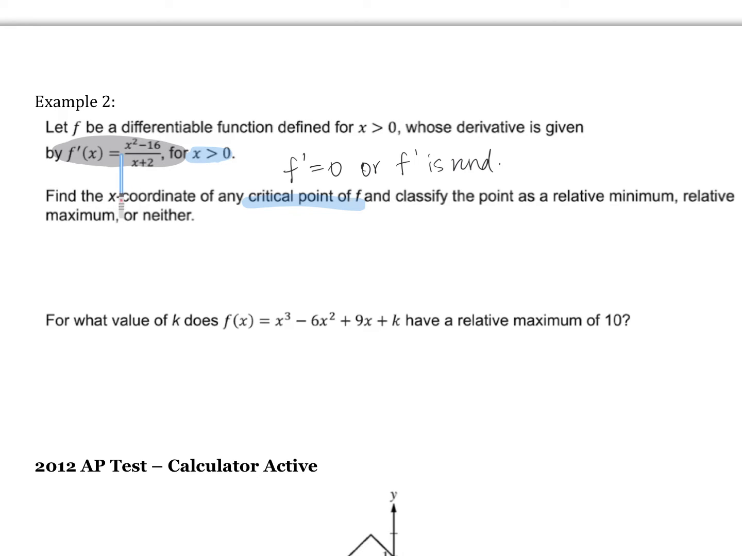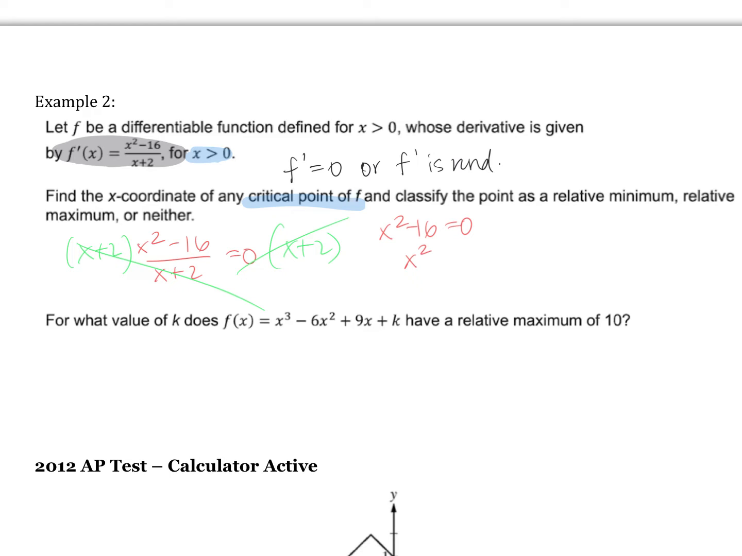So they gave us f prime. We have to go figure out where this equals 0 for us to have a critical point. Where does this equal 0? How would we do that? Don't we always multiply by that denominator first? Push, push. So I get x squared minus 16 equals 0.